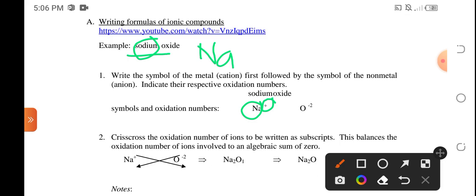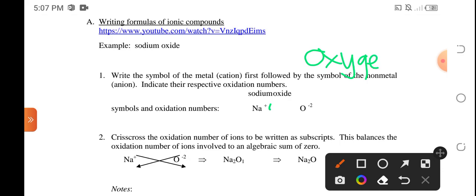So always bear in mind that in writing the formula of the compound, you have to write first the symbol of the cation first and then followed by the anion. So yun yung format. Cation first and anion. Ganun dun sa name niya. Cation first and followed by the anion. Okay, so for sodium, it has positive 1. Okay? And then for oxide, titignan natin yung oxygen. Kasi dun siya galing. Oxide. And pag sinabing oxide, ang gagamitin natin ay O negative 2.